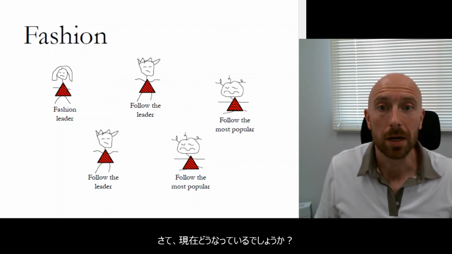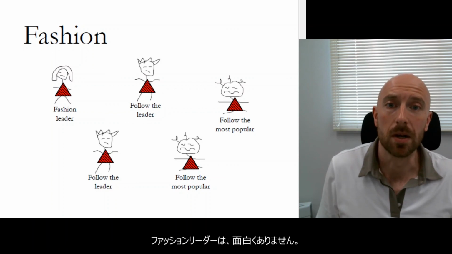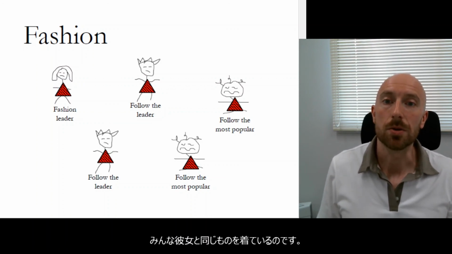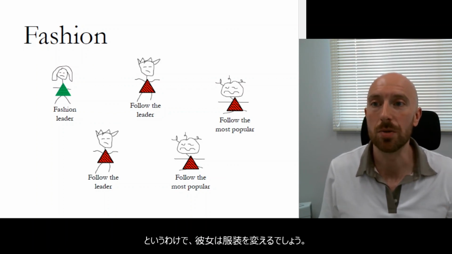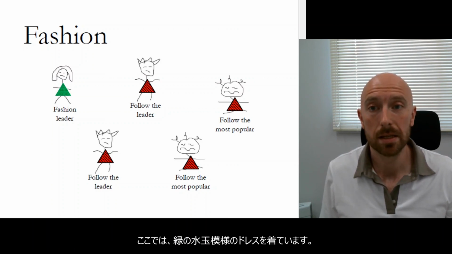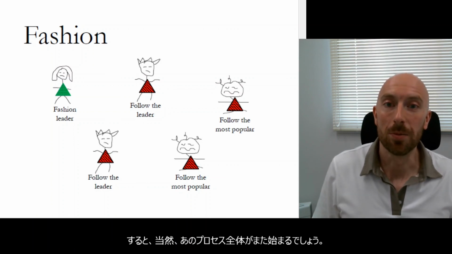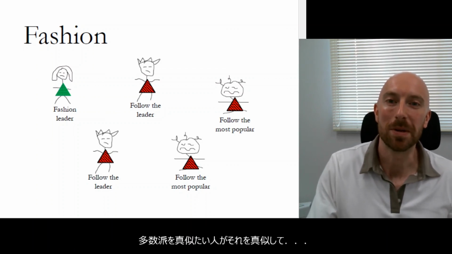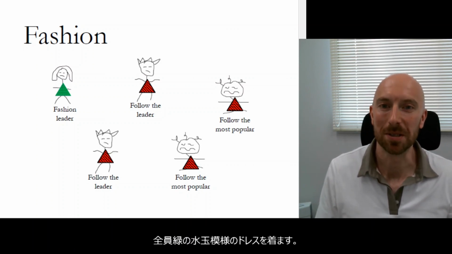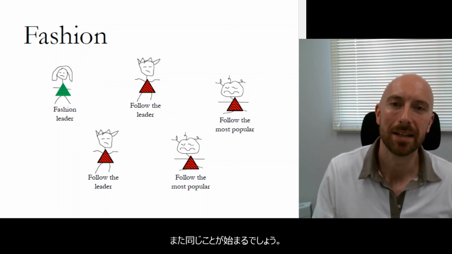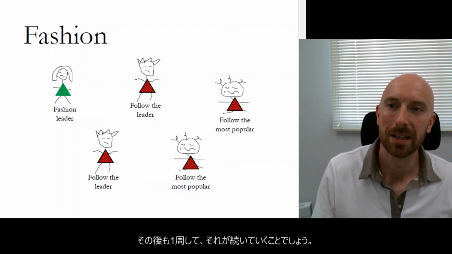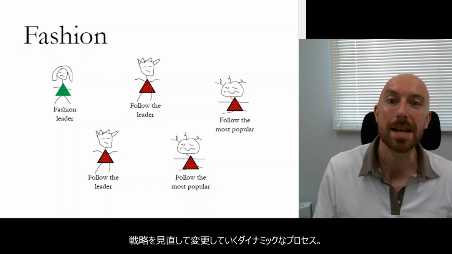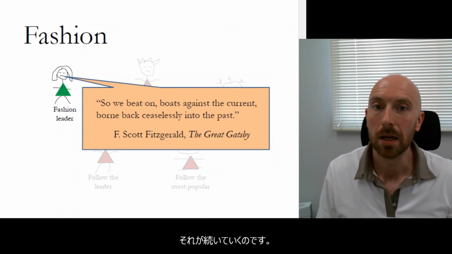And, well, what will happen now? The fashion leader will now be quite unhappy because she is no longer unique. She doesn't stand out because everybody else is wearing the same thing that she's wearing. So she will change what she's wearing. Here she's changed to a green polka dot dress. And of course, then the whole process is going to start again. People will copy her. The majority will, so the people who want to follow the most popular fashion will follow the majority until everybody wears green polka dot dresses, and then it'll start again. And there'll be another cycle. And then there'll be another cycle. And it'll keep going. You'll have this dynamic process of people changing and updating their strategies depending on what other people are doing. And it keeps going.